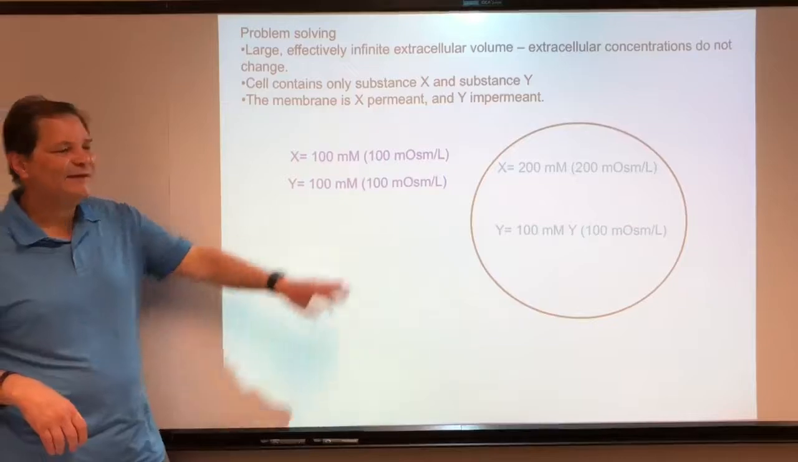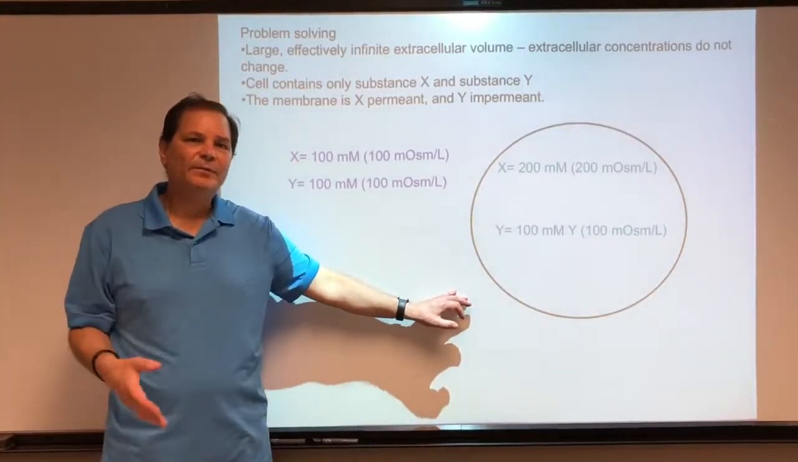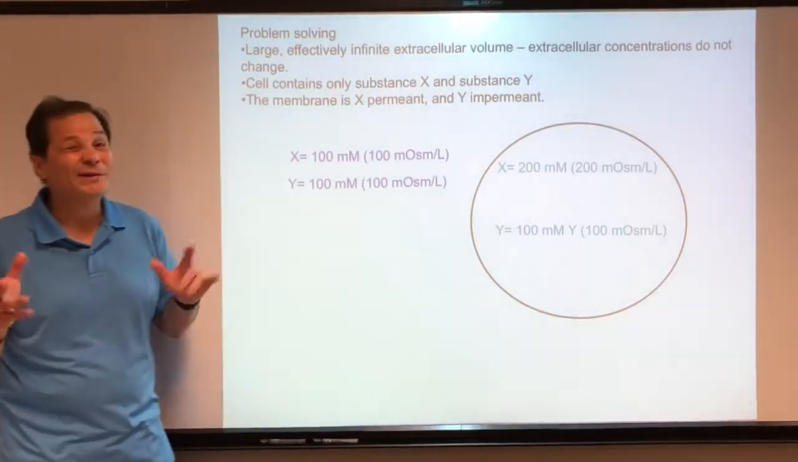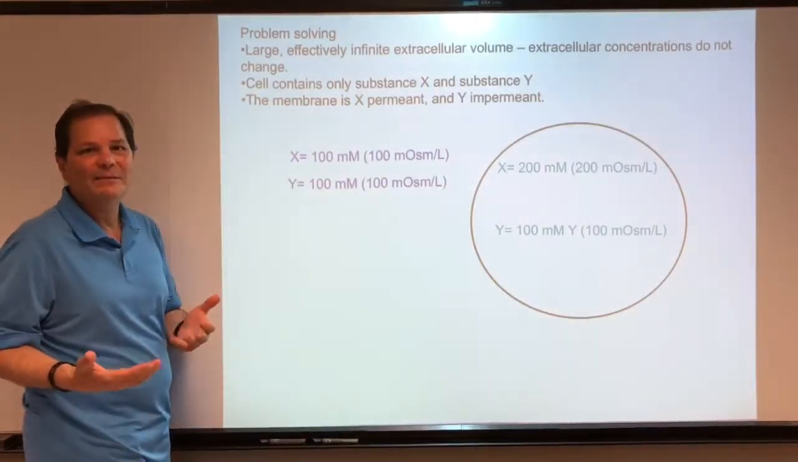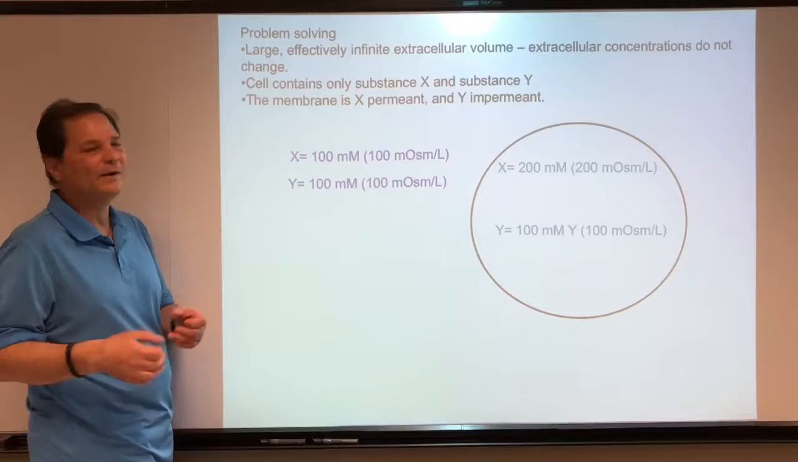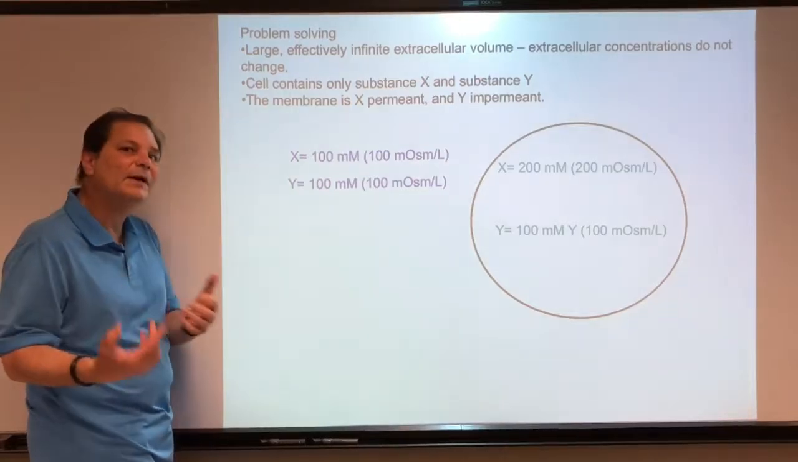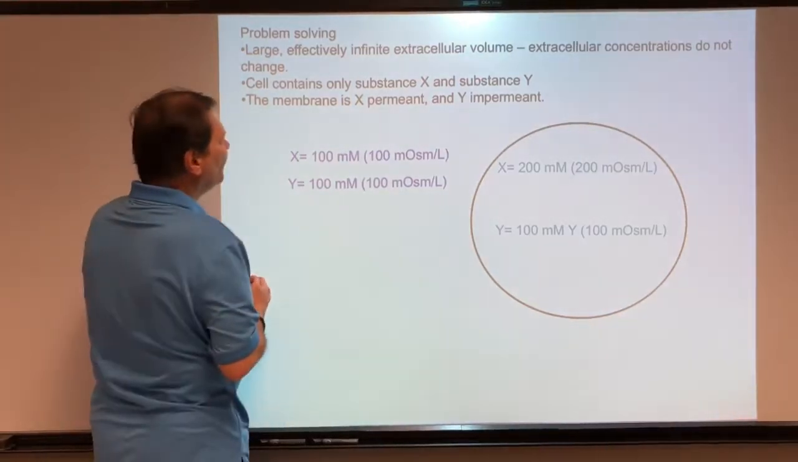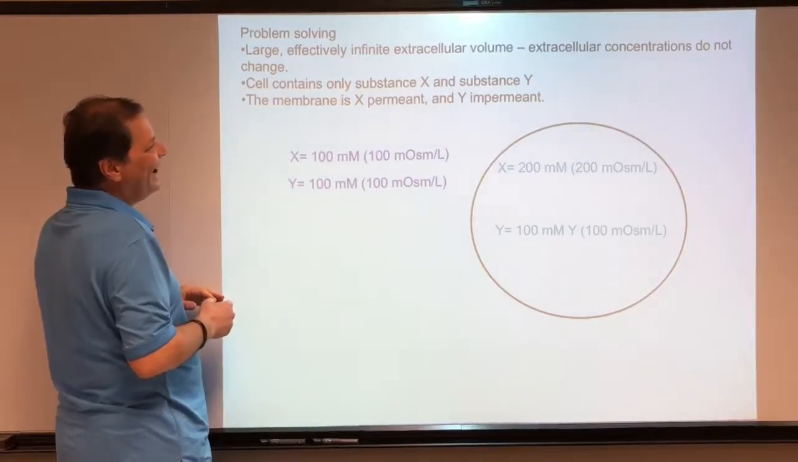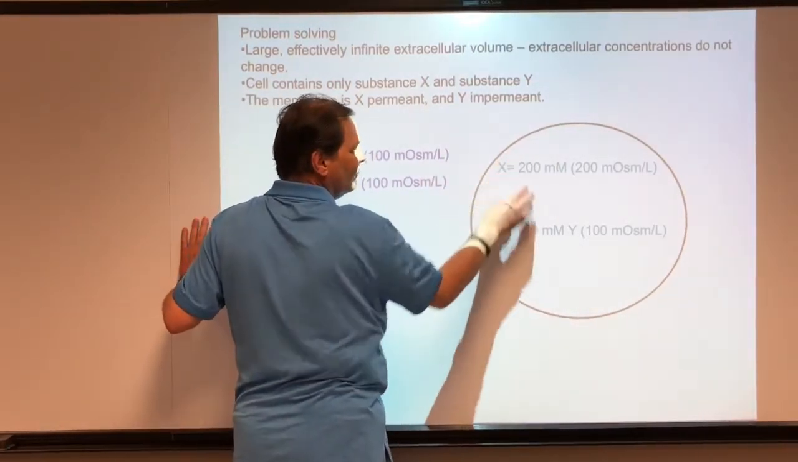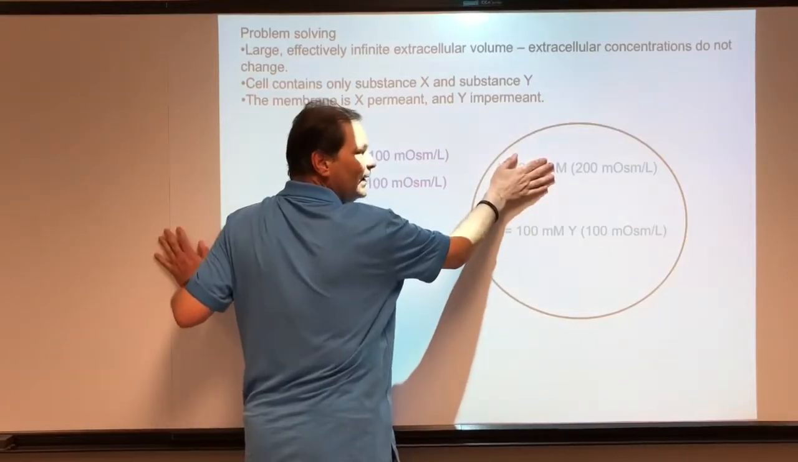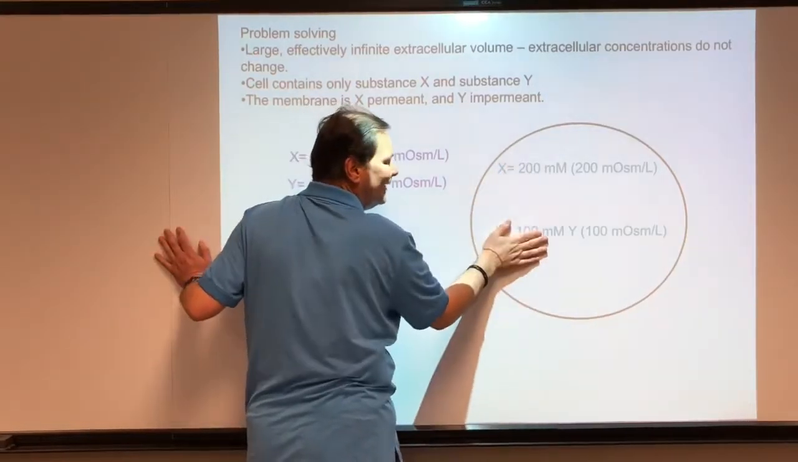So I like these kinds of problems. They're simple. They're not particularly realistic, but they're very simple, and they're a good way to demonstrate some of the effects of osmolarity on cell volume and permeant and impermeant molecules. So what I have here is a cell. It contains two kinds of molecules, X and Y. X can get across the membrane. It's membrane permeant. Y cannot.